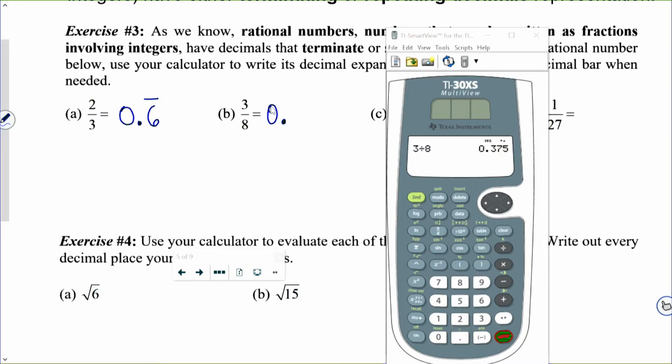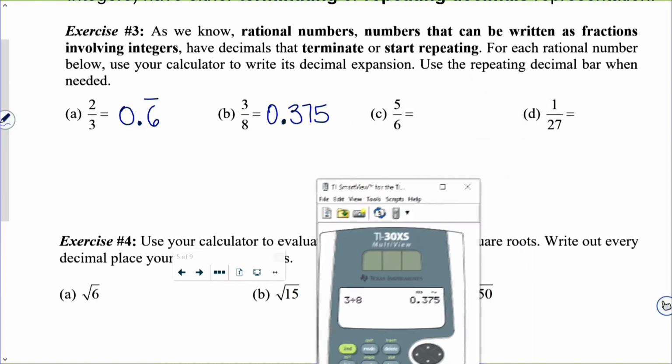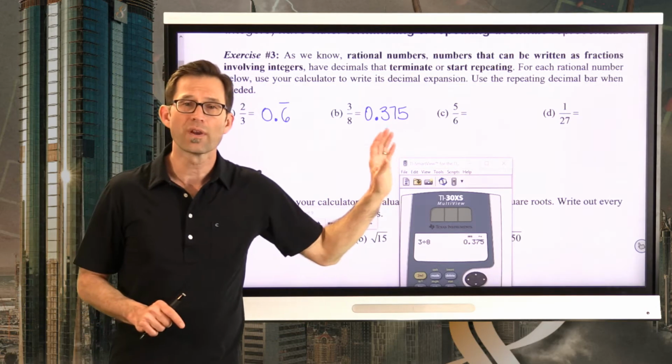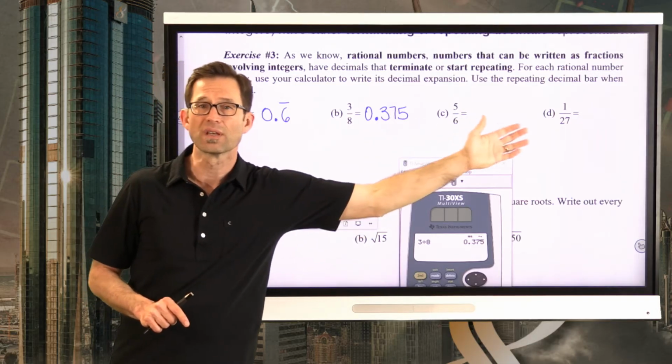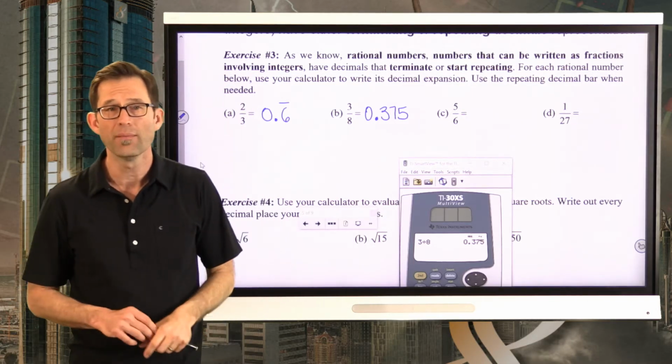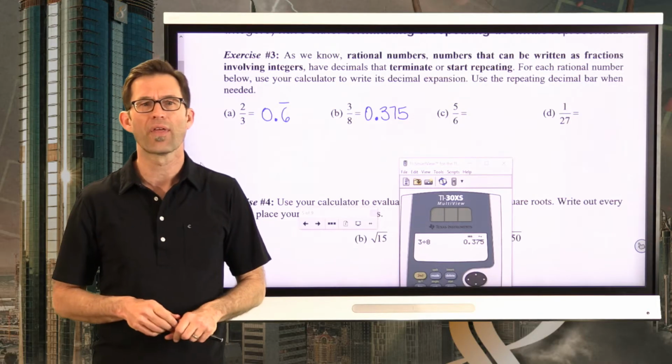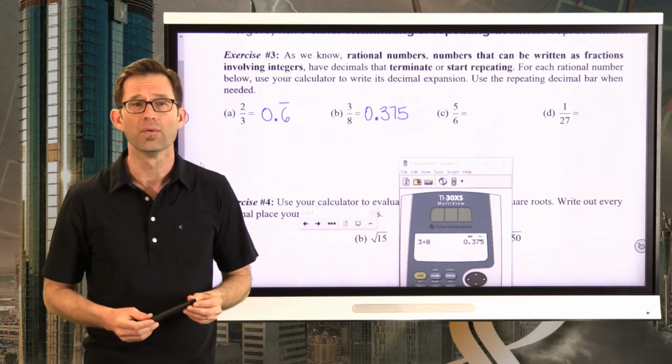There's no repeating decimal bar, right? Unless you want to put a 0 after that and then put a repeating decimal bar over that, and that'd be a little weird. Okay, so there we go. What I'd like you to do is figure out the decimal representation for 5/6 and 1/27, and put the repeating decimal bar wherever you need to, but be careful about that. Pause the video now and go ahead and do this.